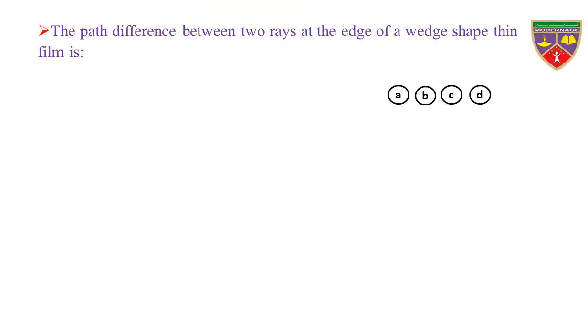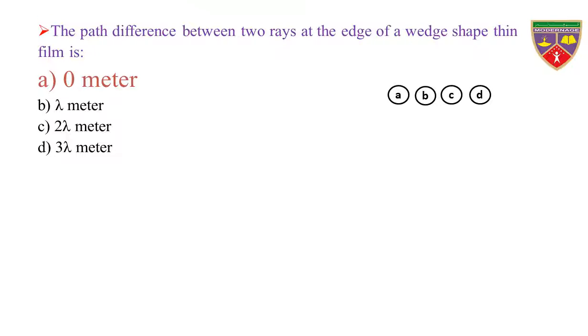The path difference between two rays at the edge of a wedge-shaped thin film is: option A, 0 meter; option B, λ meter; option C, 2λ meter; option D, 3λ meters. The key is 0 meter. Therefore, the correct option is A.